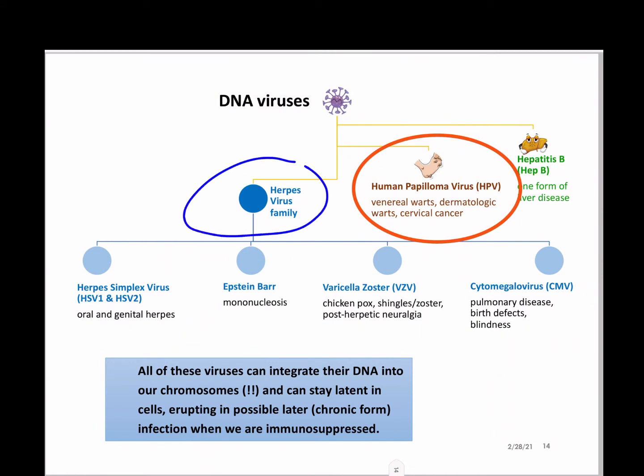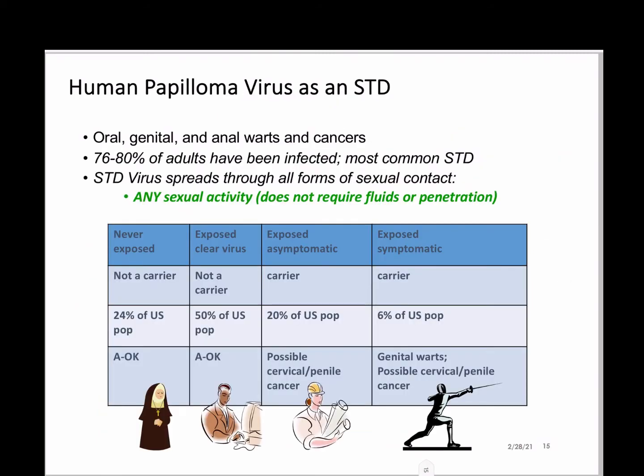So we've already talked about the herpes virus family, and the next one we're going to talk about are human papilloma viruses. And these can cause venereal warts, dermatological warts, and cervical cancer. So about 76 to 80% of adults in the US have been infected with human papillomavirus, and it is considered the most common STD. One of those reasons is that it spreads through all forms of sexual contact. It doesn't require semen or vaginal fluids. It doesn't require penetration. It can be spread just by skin-to-skin contact. These can take the form of oral, genital, and anal warts, and in some cases cancers, which we'll talk about.